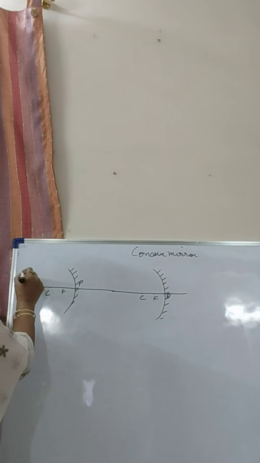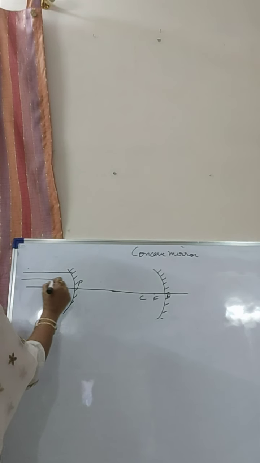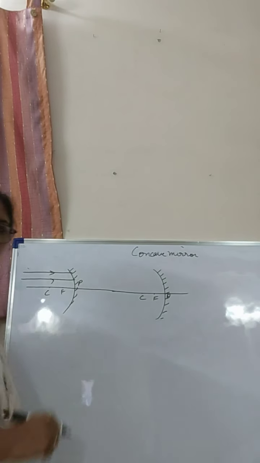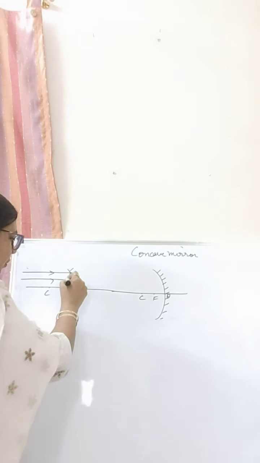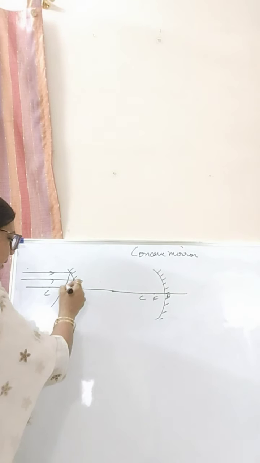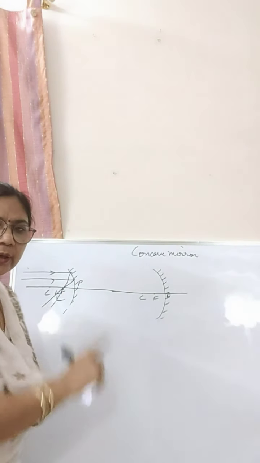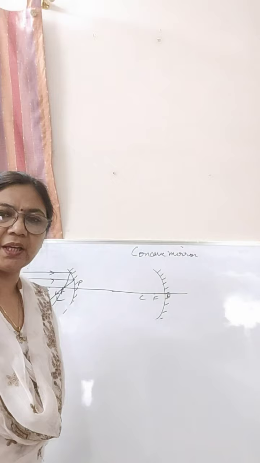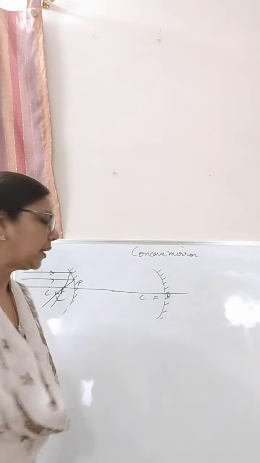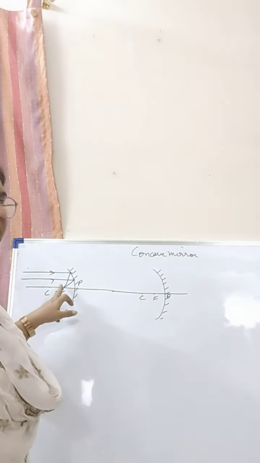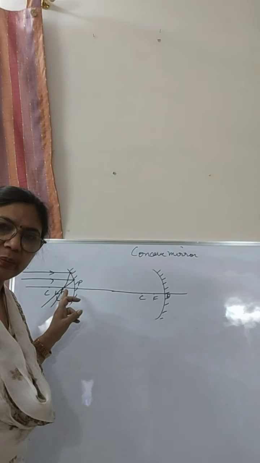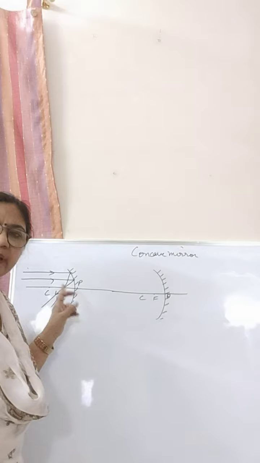So the object is there, and I am taking these 2 rays parallel to each other coming from the tip of the object. After reflection, we all know that these 2 rays will pass through the focus according to the rule, because I have taken these 2 rays parallel to the principal axis. So these 2 rays are actually meeting here. That means the image will be real.